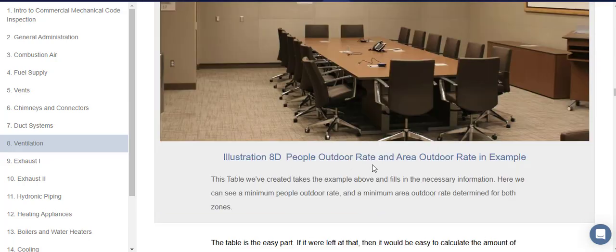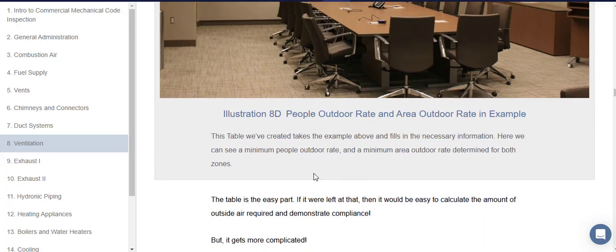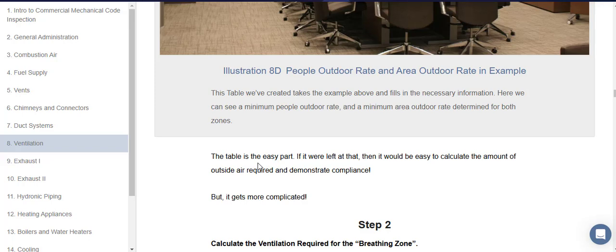Illustration 8D, people outdoor rates and area outdoor rates in the example. This table we have created takes the example above and fills in the necessary information. Here we can see the minimum people outdoor rate and minimum area outdoor rates determined for both zones. The table is the easy part. If it were left at that, then it would be easy to calculate the amount of outside air required and demonstrate compliance, but it gets more complicated.